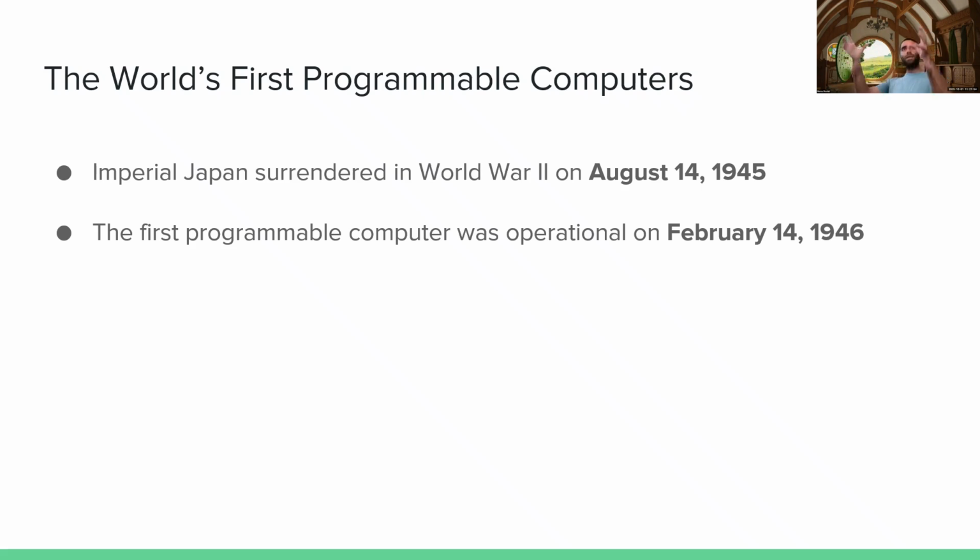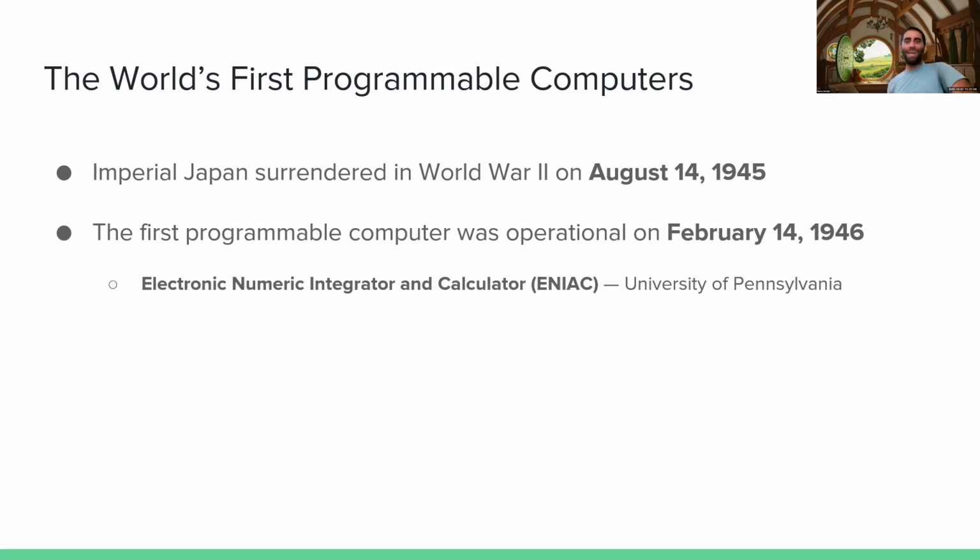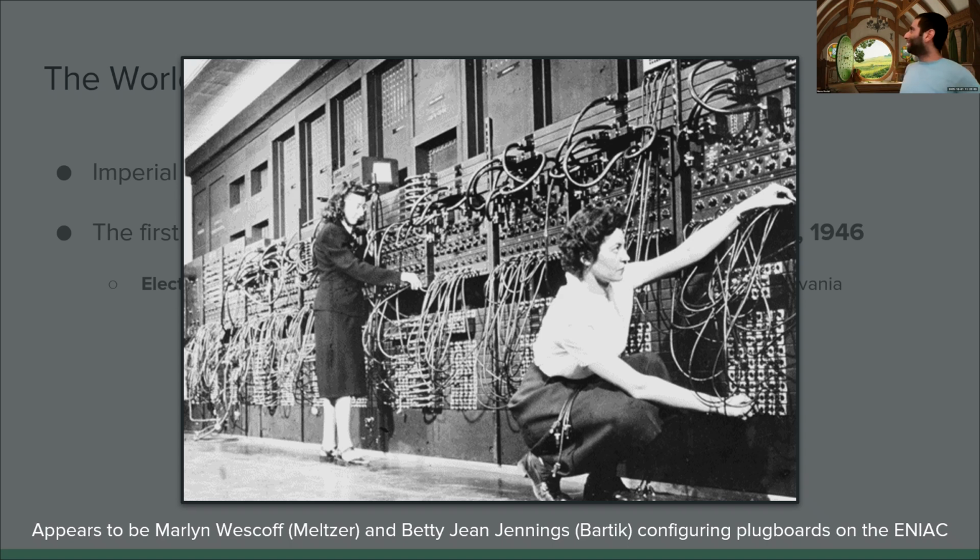But the first completely programmable computer was actually invented in 1946. It was called the ENIAC. It was at UPenn. And here's a picture of what that first programmable computer looked like. Now your phone is orders of magnitude stronger than this behemoth, but here's a photo of two individuals configuring the logic of this programmable computer. You have to plug and move these plug boards on this room-sized device.